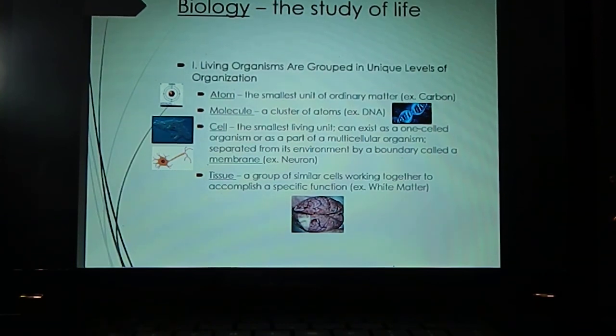So if you take those molecules and put them together, and they're functioning together, they'll form a cell. The cell is the smallest living unit. It can exist as a one-celled organism, or it can be a part of a multicellular organism. The cell is separated from its environment by a boundary called a membrane, in this case a plasma membrane.